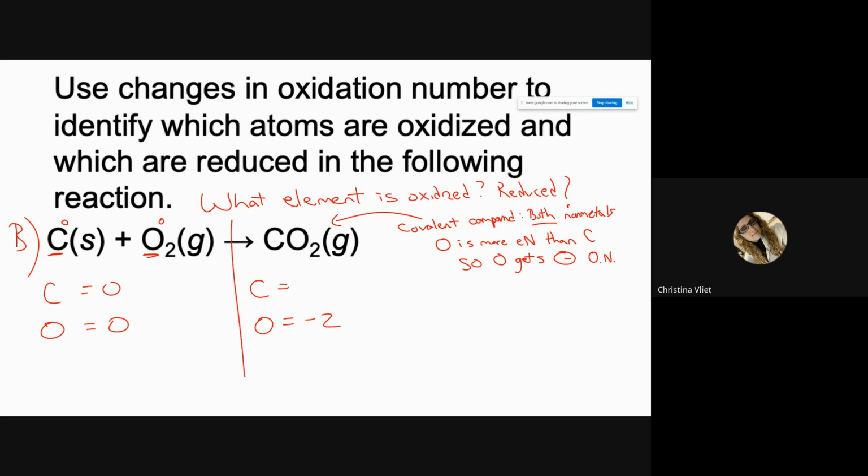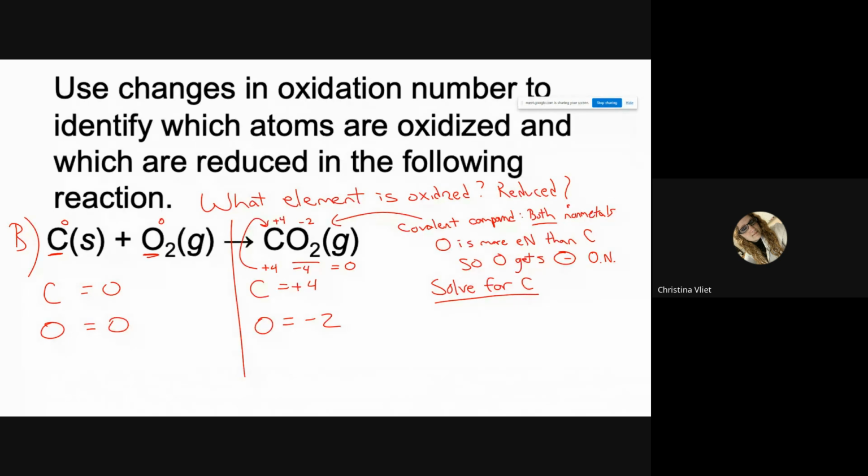If you'll recall, there were 2 different ways to figure that out. You could either set up an equation to solve for carbon, to figure out what its charge is. Or you could do the intuitive method, which is to do -2 times 2 is -4. The whole thing has to be 0. So carbon has to be +4.